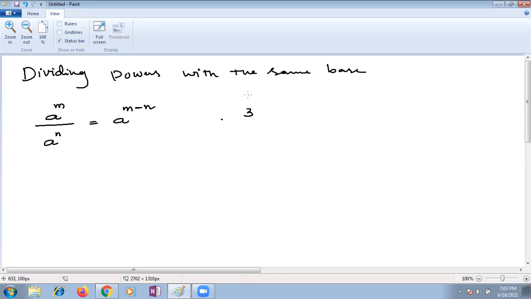We will take one example. See here, 3 raised 7 divided by 3 raised 4. Just before I also gave an example for you. This is nothing but 3 raised 7 by 3 raised 4. 3 raised 7 means you are going to write 3, 7 times.